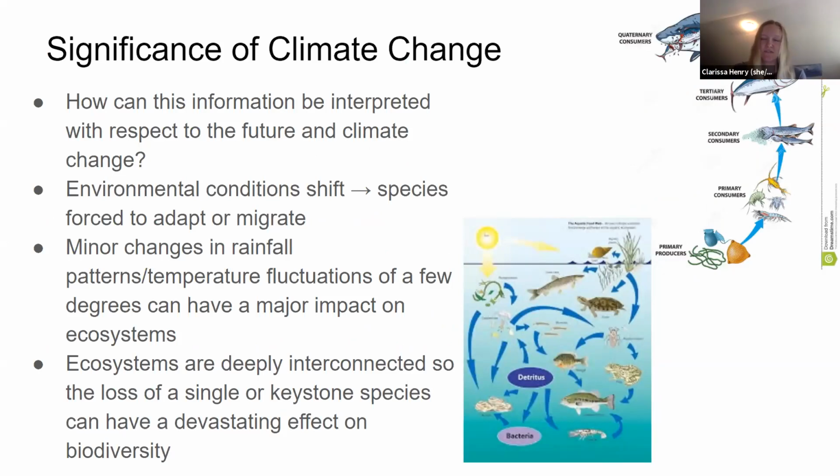So the other part of our scientific question had to do with how biodiversity relates to climate change. So how can this information be interpreted with respect to the future and climate change? So we know that as environmental conditions shift, species will be forced to adapt or migrate. So even seemingly minor changes in rainfall patterns, precipitation, or temperature fluctuations of just a few degrees could have major impacts on an ecosystem. So as illustrated by the diagrams towards the right, ecosystems are deeply interconnected. So even the loss of a single species, particularly if it's a so-called keystone species, could have devastating impacts on biodiversity.